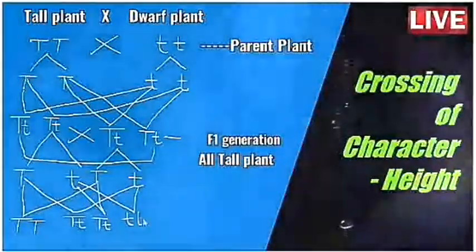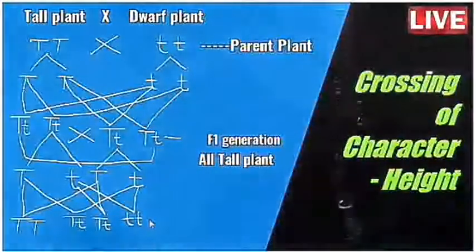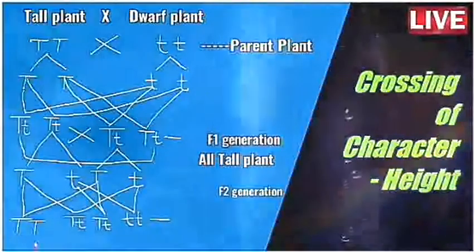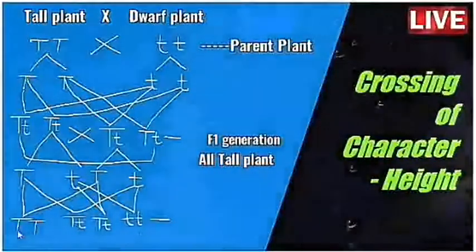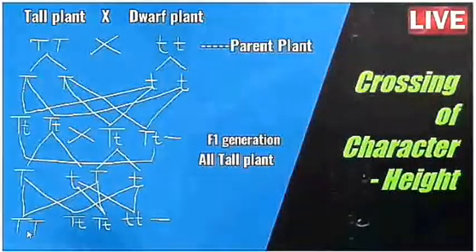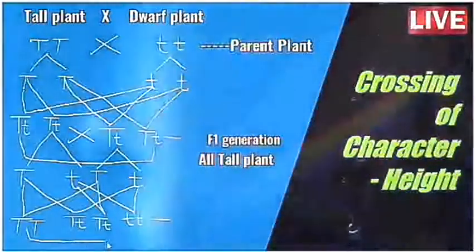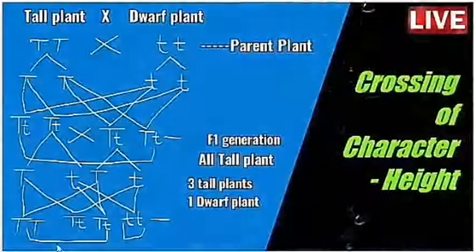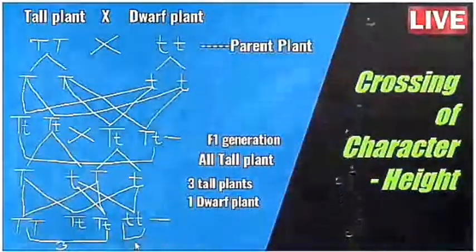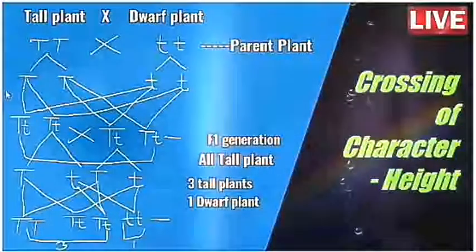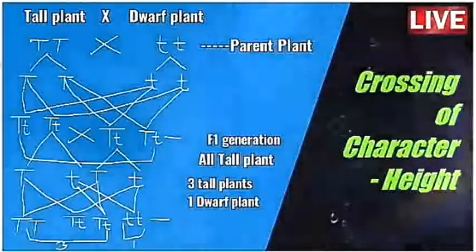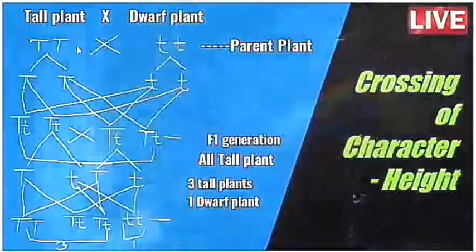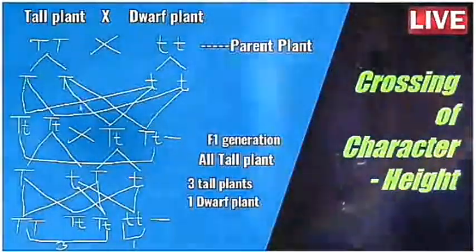We cross the allele for shortness with tallness, we obtain heterozygous tall, and lastly the allele for shortness combined to give us homozygous dwarf. So in the F2 generation, we have obtained also two sets of plants, 3 tall and 1 dwarf plant, ratio 3:1. So 3 plants are tall, while 1 is a dwarf plant.